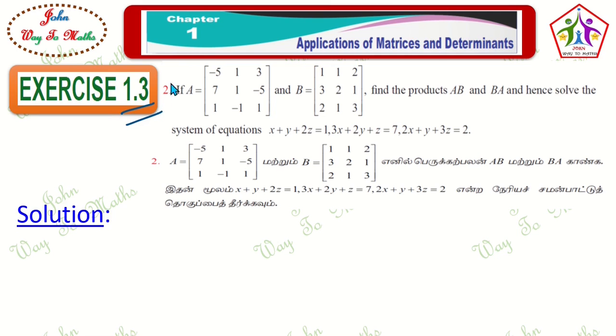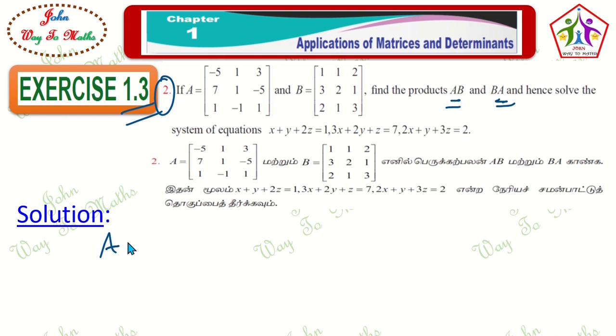Exercise 1.3, question number 2. If matrix A is [[-5, 1, 3], [7, 1, -5], [1, -1, 1]] and matrix B is [[1, 1, 2], [3, 2, 1], [2, 1, 3]], then find the product of AB and BA, and hence solve the system of linear equations x + y + 2z = 1, 3x + 2y + z = 7, and 2x + y + 3z = 2. First I am going to write the given A matrix and B matrix.